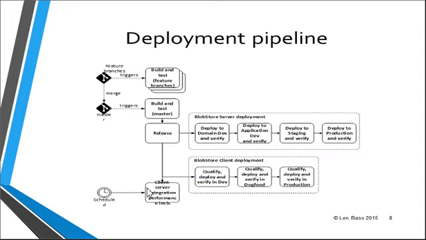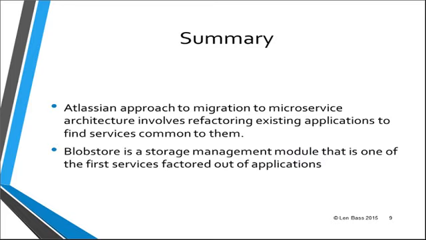The other side of it are the applications. They would develop their application, test it with the new version of Blobstore, and then release it. So they have their own life cycle and their own set of stages. So the summary is that their approach to migration to microservice architecture is refactoring existing applications and finding services that are common, and that's a typical pattern for people that are migrating to microservices. Blobstore is a particular storage management module, and that's one of the first services that they're migrating to microservices.